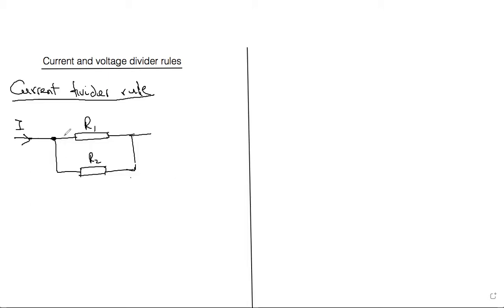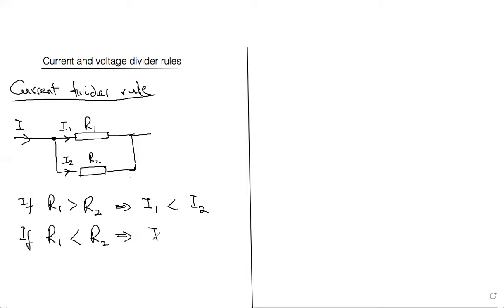Let's say the current that flows through R1 is I1, and the current that flows through R2 is I2. So if R1 is greater than R2, it implies that I1 will be less than I2. And if R1 is less than R2, then I1 will be greater than I2, okay?